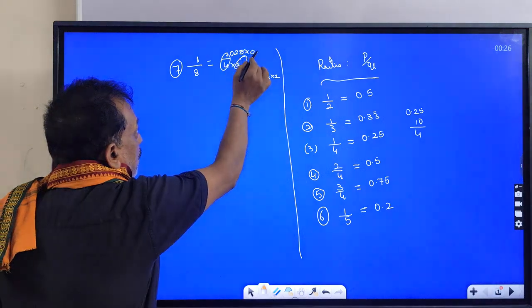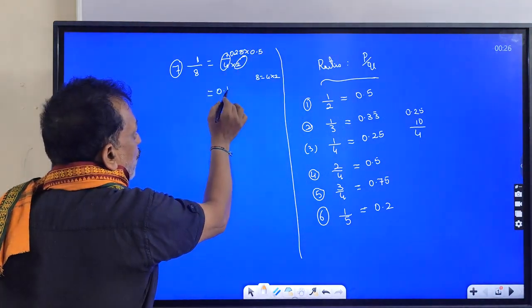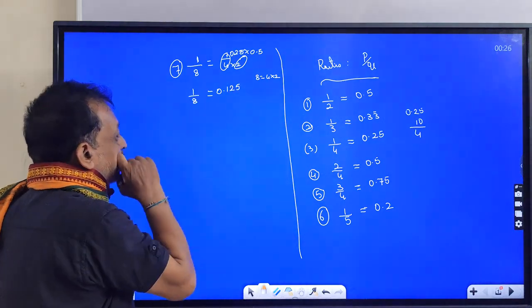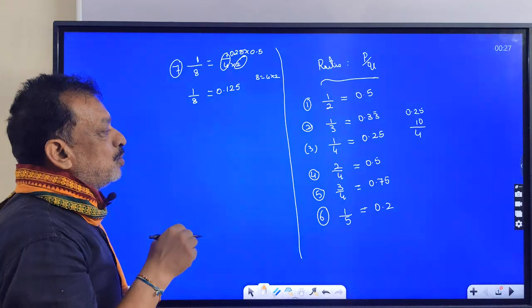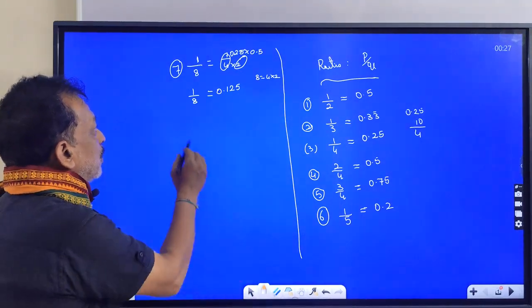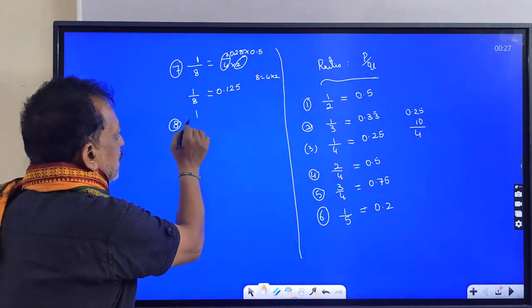So 0.5 times 0.25, 25 5s are 125, that is 0.125. If you know the 1 by 8 value directly, once you know that, because I calculated all the values that are useful in mathematical ratio calculation, in one place I have written. So now like this, now 1 by 16 is there.